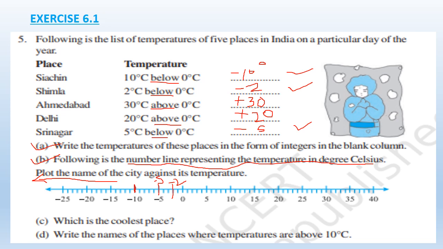Okay, so minus 10, what is the temperature? Minus 10 is the temperature of place Sachin. So answer of this is Sachin. We write it properly.